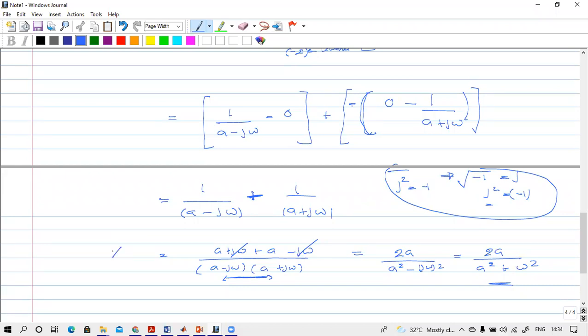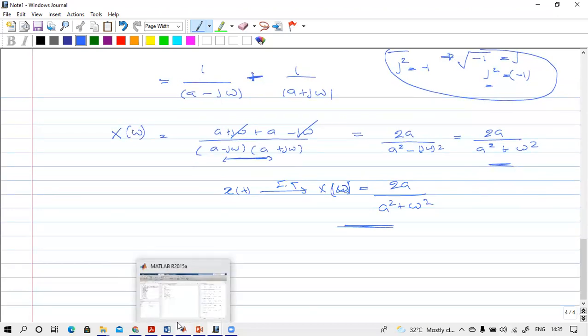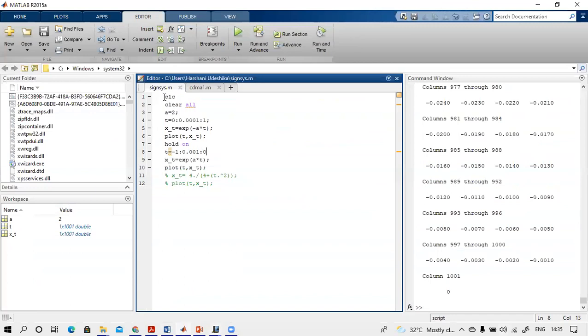Okay. So this is the X omega. You can see if we take the Fourier transform of x(t), we will get X omega, and X omega is equal to 2a over a square plus omega square. So you will get this function. And this is somewhat complex, you can't draw it directly. But in Matlab you can draw it. So here I have drawn it.